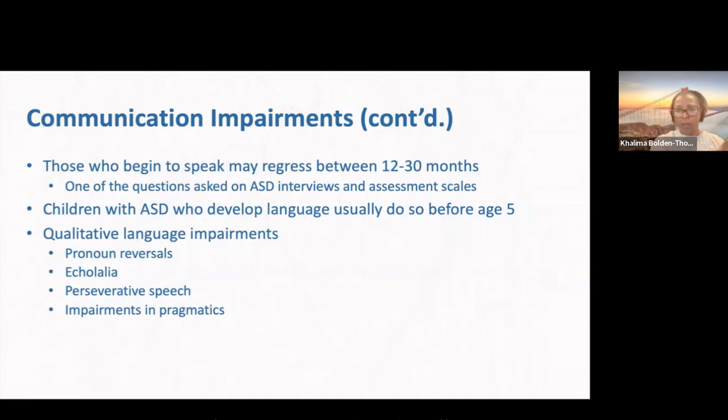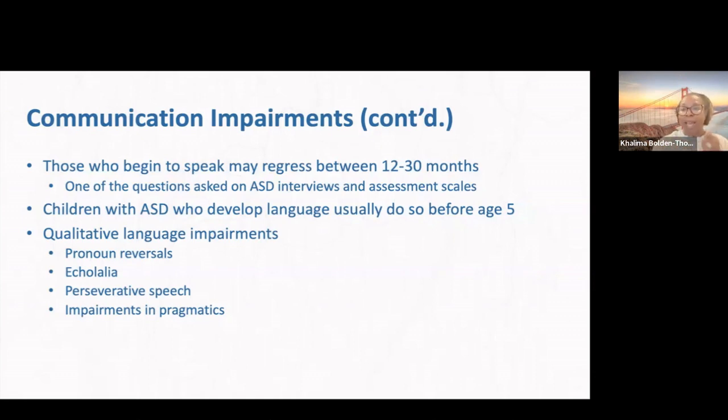Modules 1 and 2 are for our younger kiddos. Module 3 is where we start to get into middle school. Module 4 is definitely for adolescents and young adults. We also give the Autism Diagnostic Interview, and that's an interview with just the caregivers.